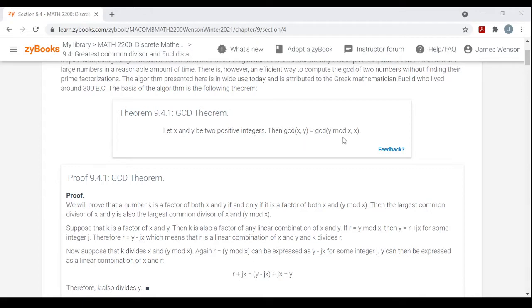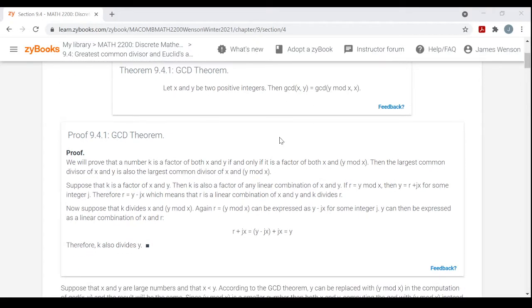Alright, and this gives us a little tool to keep reducing things mod x until we eventually see what the greatest common divisor of two numbers is. Now I'll let you read through the proof here.